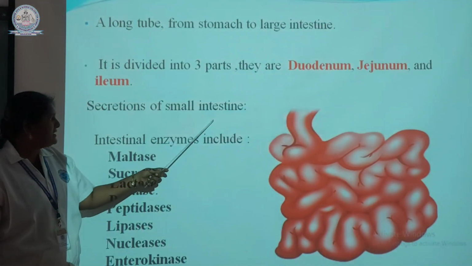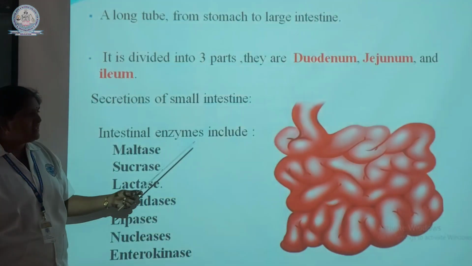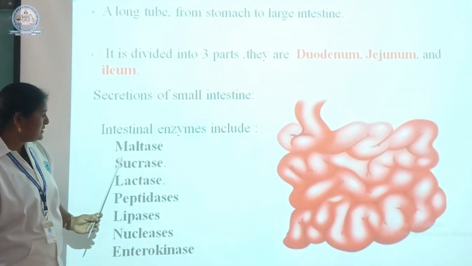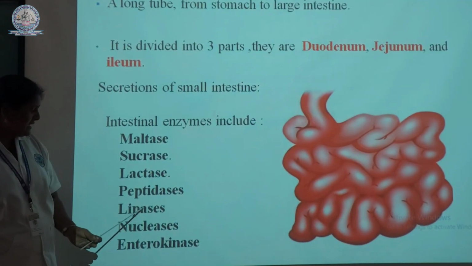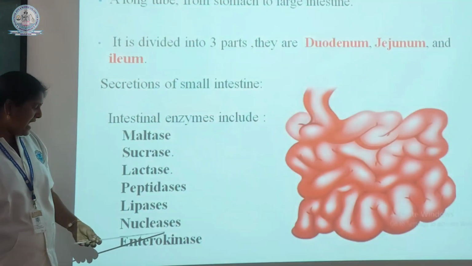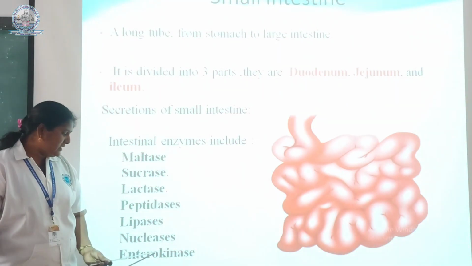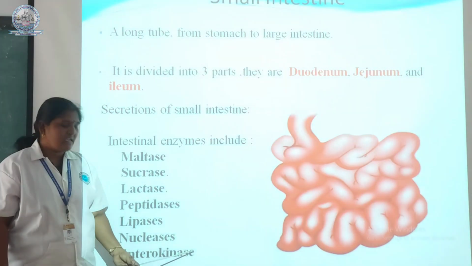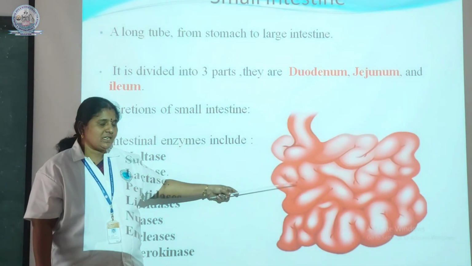Secretions of the small intestine. Intestinal enzymes, some enzymes secreted by the small intestine. These are maltase, sucrase, lactase, peptidases, lipases, nucleases, etc. The important enzyme secreted by the small intestine is called enterokinase. This is the important enzyme secreted by the small intestine.